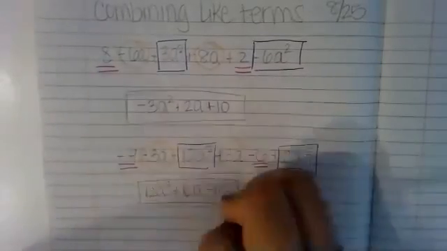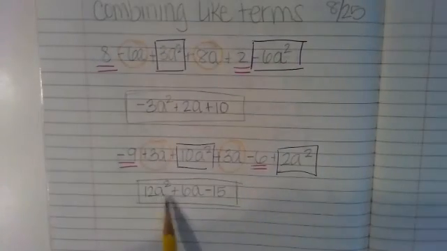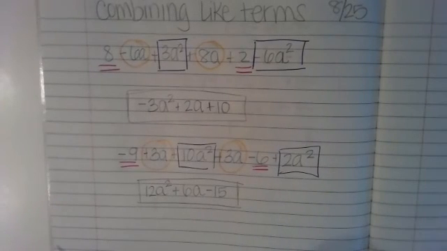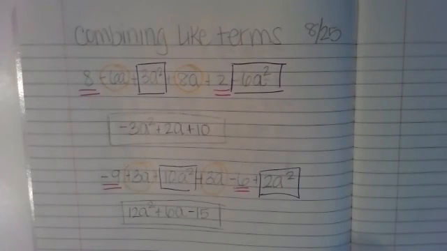Boxing my answer, highest exponent to lowest. And there you have it, combining like terms. That should feel similar to things that you have done in the past. So we should hopefully be feeling comfortable.